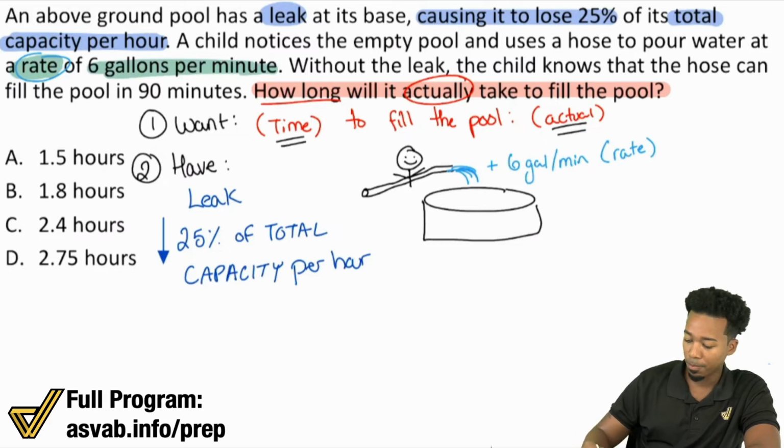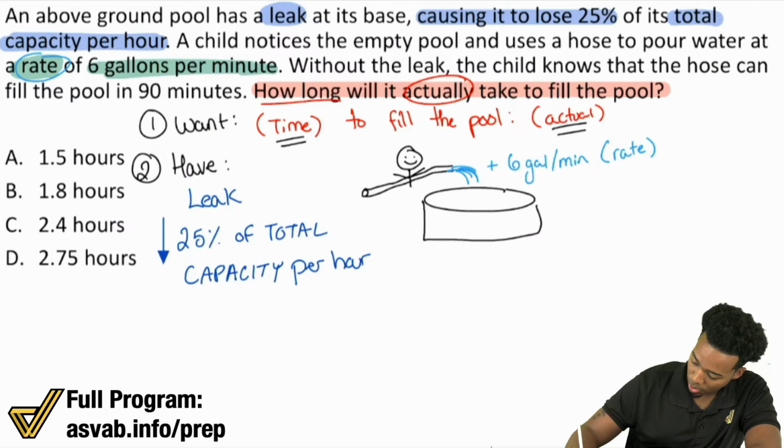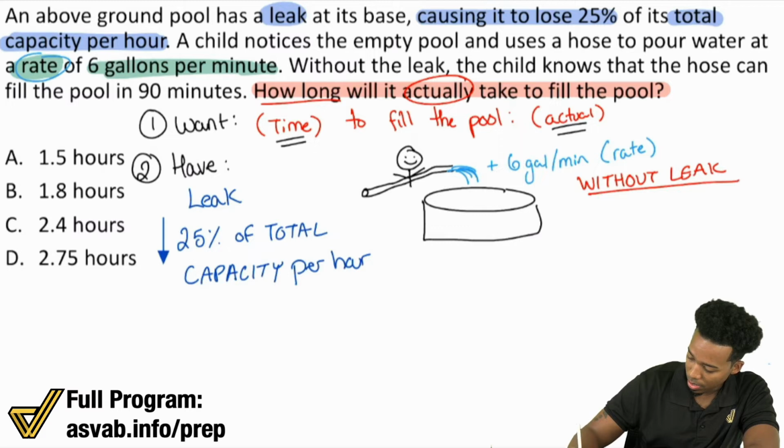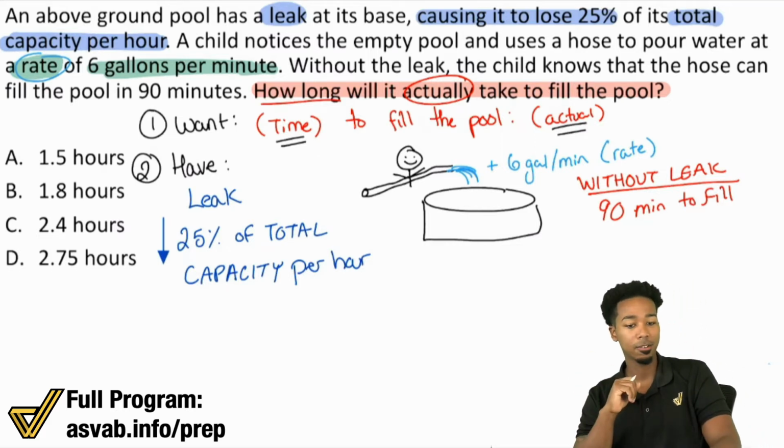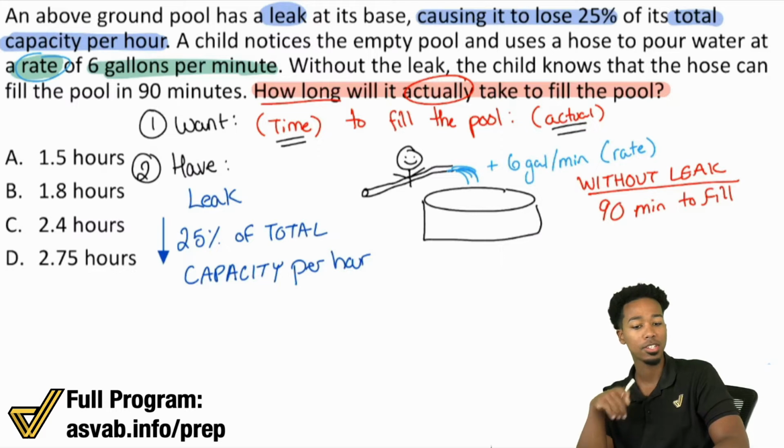But what does it say here? Without the leak, the child knows that the hose can fill the pool in 90 minutes. So without the leak, let's write that over here. Without the leak, 90 minutes to fill the pool. But again, we're looking for with the leak. And again, that leak is causing this pool to lose 25% of its capacity per hour.